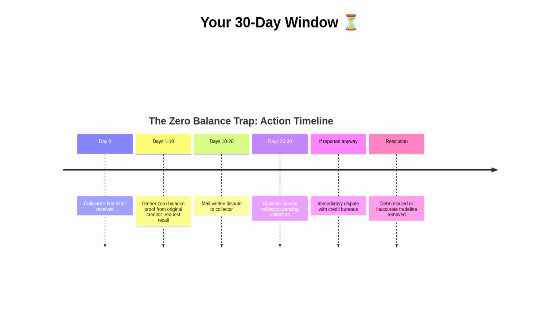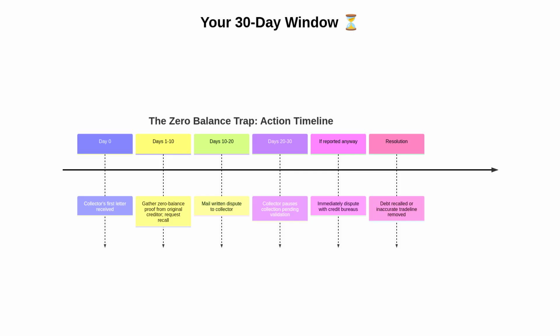Day 0 begins when you receive the collector's initial notice. During the first 10 days, gather your zero balance proof from the creditor. Between days 10 and 20, send your written dispute to the collector. The collector must pause collection activities pending validation once your dispute is received. If the item is reported anyway, immediately file disputes with the credit bureaus.